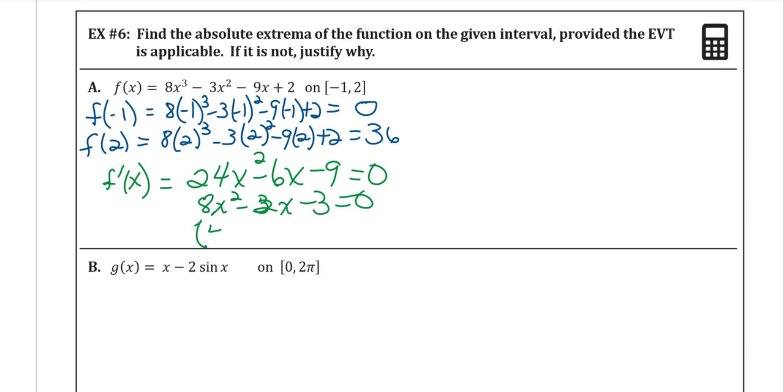And this factors into 4x minus 3 times x plus 1. Is that right? No, that doesn't seem right. Nope, I forgot the 2. There should be a 2 here.